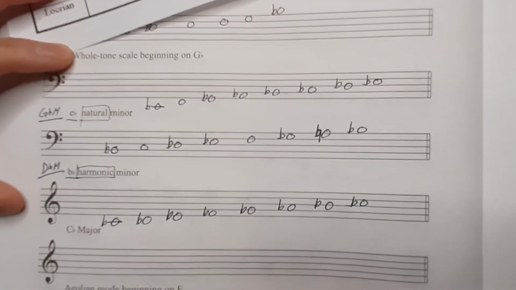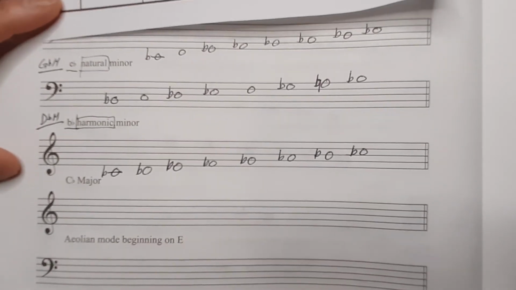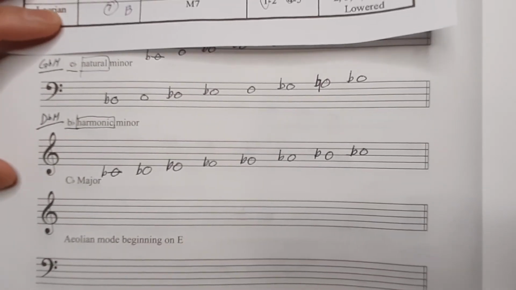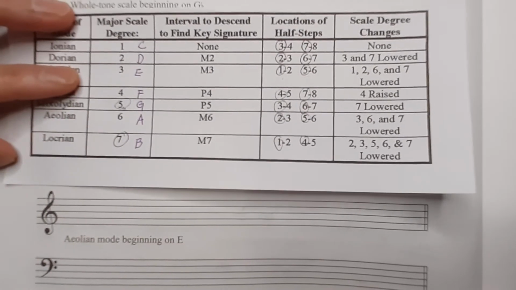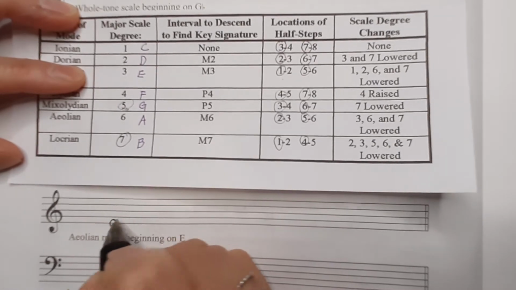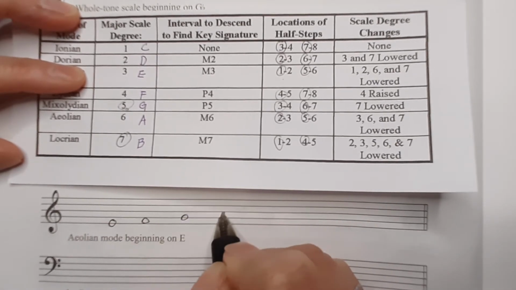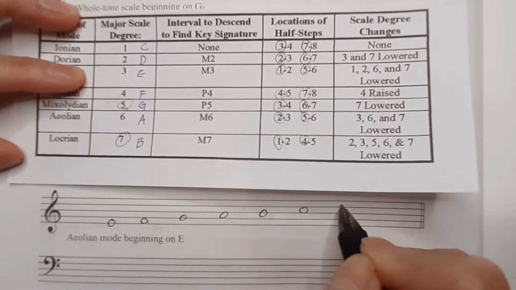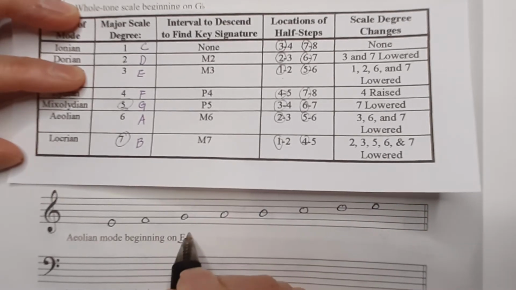Now let's do more modes. Oh, I love modes. Okay, Aeolian mode beginning on E. All right, here we go. Now, we're going to draw the notes from E to E first. E, F, G, A, B, C, D, E. So it's beginning on E, right?